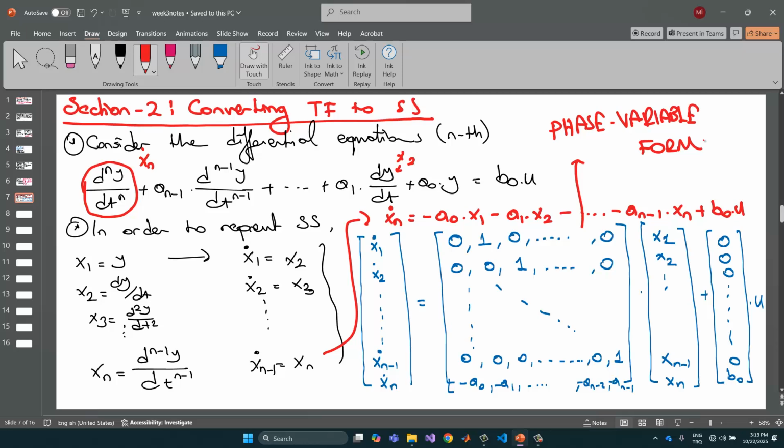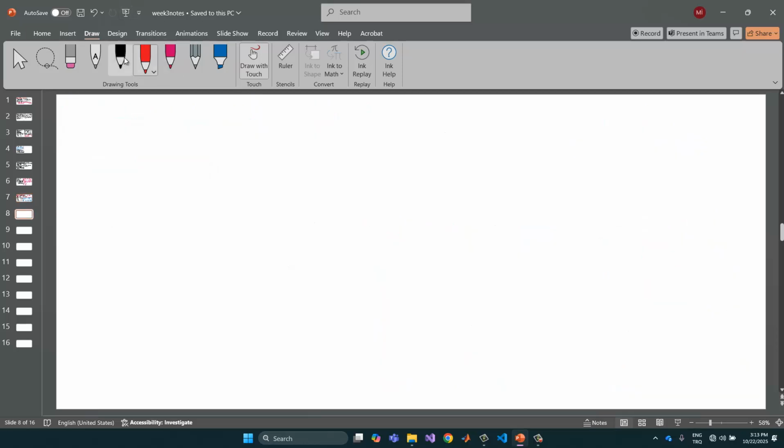So, in order to understand this concept, we need to solve an example. Okay. So, example.